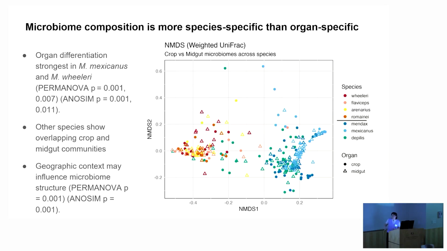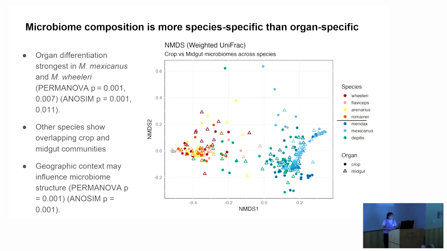Color-coded here are the species, and then the organs are denoted by different shapes. With the crop, it's in circles. If it's a midgut, it's in triangles. Points that are closer together are a lot more similar to one another, and points that are farther away are a lot less similar to one another.